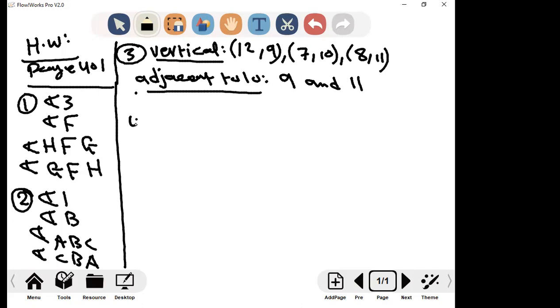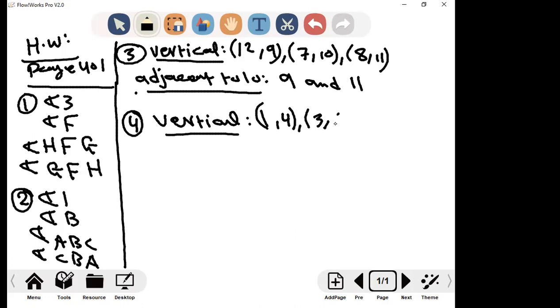Question 4. Also, we have the vertical angles here. Vertical angles are 1 and 4, 3 and 6, 5 and 1.